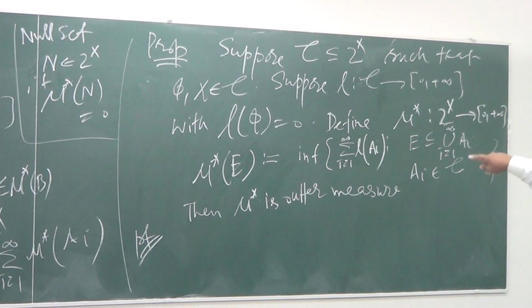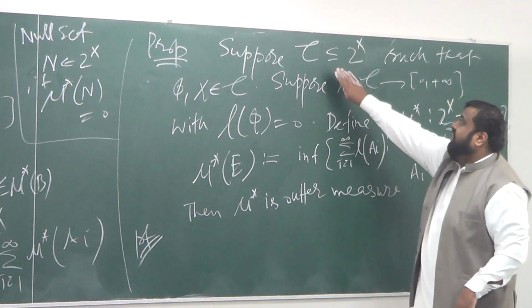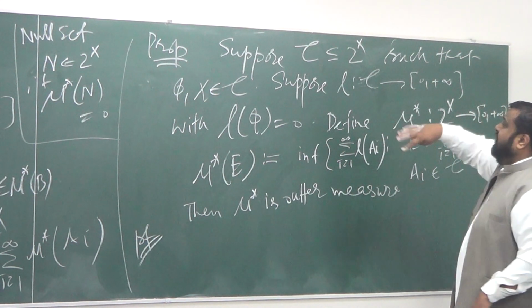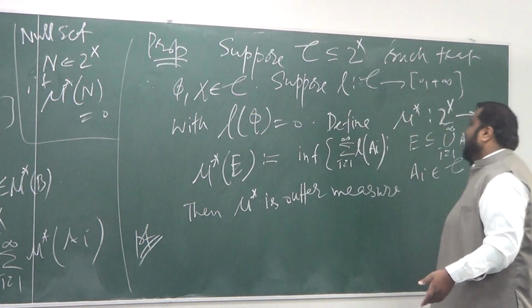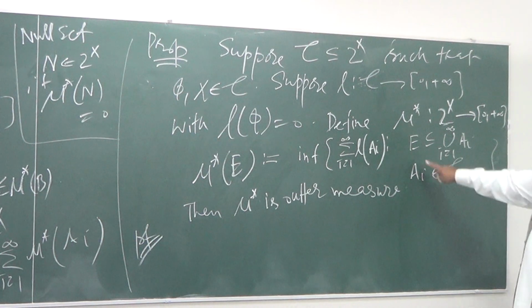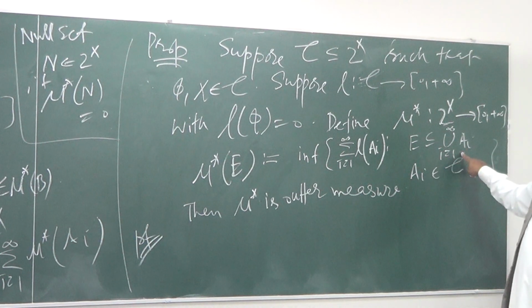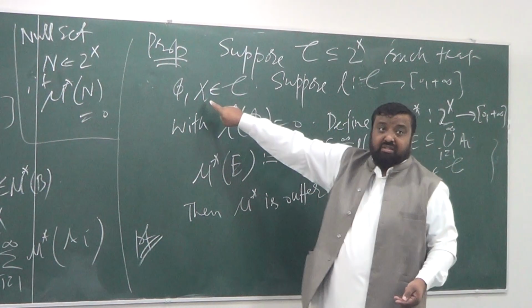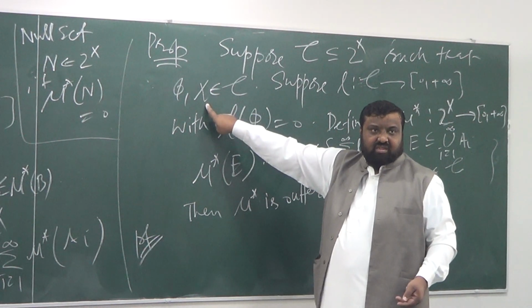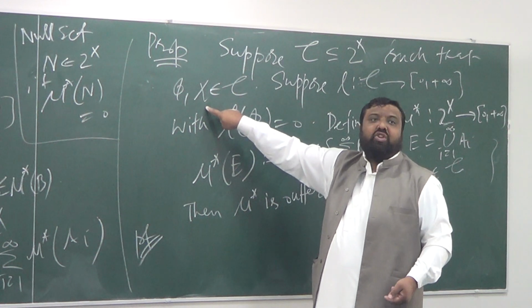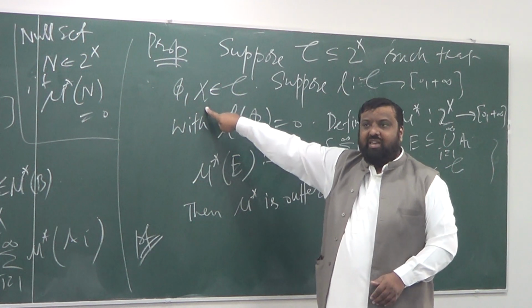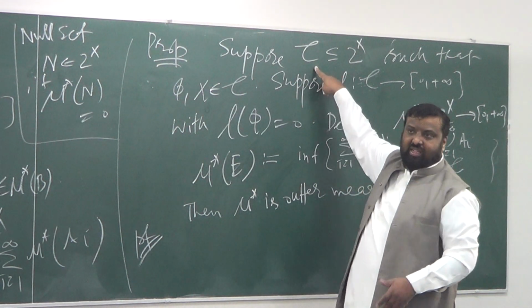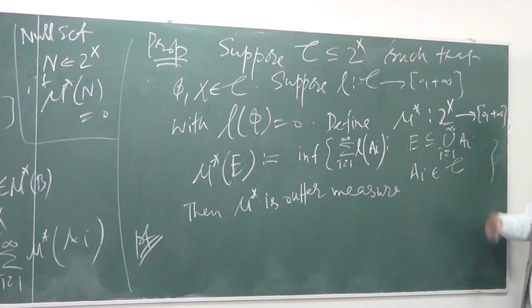So you are saying, take the collection C of subsets of X such that phi and X are there. You can ask, is it necessary that we can always have such a covering? The answer is yes, because X is there. If X would not be there, then you would be in trouble. But since X is in C, you can always find a covering for any subset of X.